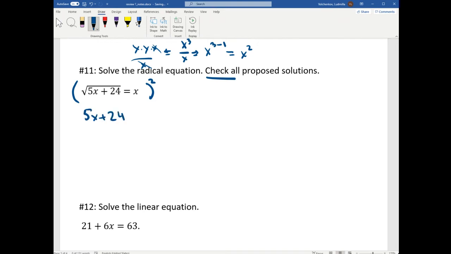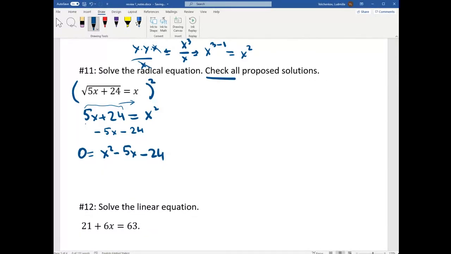5x plus 24. On the right, we get x squared. And now we have a quadratic equation. To solve a quadratic equation, first we collect all the terms on one side of the equation. So we bring these terms to the right. When we bring them to the other side of the equation, we change their signs. Or you can think about it like we subtract 5x and we subtract 24 from both sides of the equation. We get 0 equals x squared minus 5x minus 24.